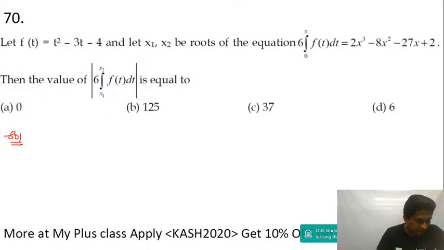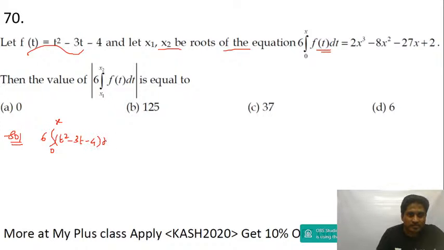Okay, first we will find out. In JEE there was a similar question, correct? So we will first find out what x1, x2 are, the roots of this equation, guys. So let us first find x1 and x2. It is given in the question that 6 times the integral from 0 to x of f of t is already given. So if I substitute, f of t will be equal to t square minus 3t minus 4.